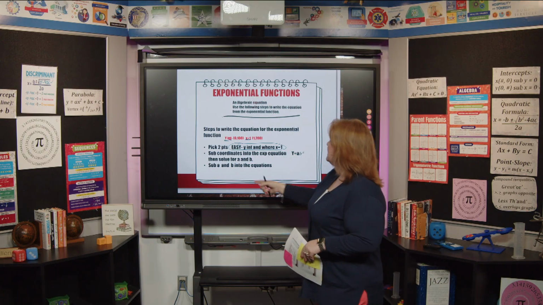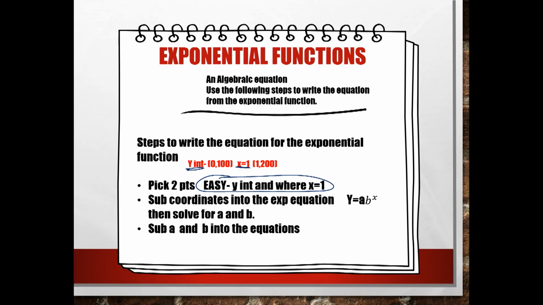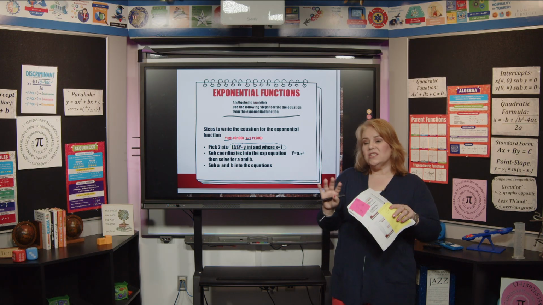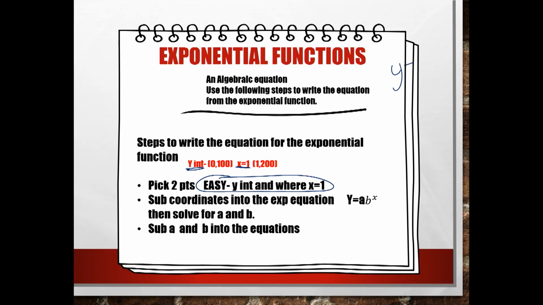No problem. So then it says sub the coordinates into the exponential equation, then solve for a and b, sub a and b into the equation. Now, you're probably sitting there going, a and b, what? We got x and y and a and b? Okay, so this is the easiest way to think about it. My y equals. We've all seen that. So now we're going to have a times b to the x. So when we use these 2 points, everywhere we see an x, put the x value. Everywhere we see the y, put the y value. So that's why we have y equals ab to the x.